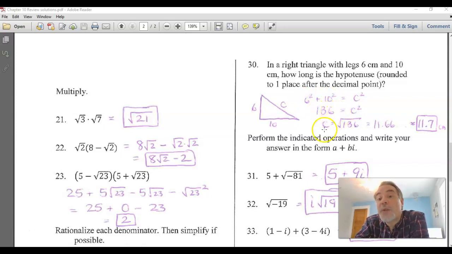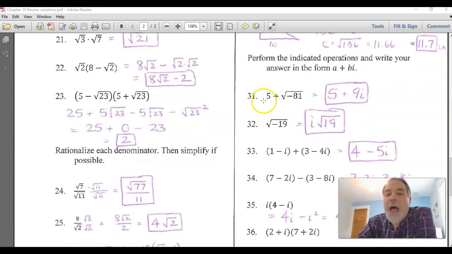So c squared equals 136, and that means c, to undo the squaring, we take a square root. C would be the square root of 136. If you ask your calculator what that is, it'll show up as 11.66 something, and if you round that to the nearest tenth, to one place after the decimal point, it's 11.7. So the answer, 11.7 centimeters.